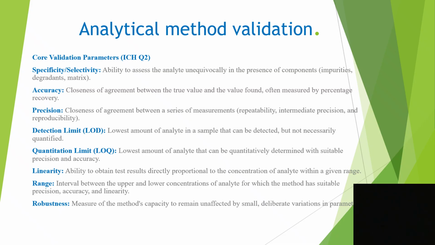The robustness, the next item, is the measure of the method's capacity to remain unaffected by small deliberate variations in the parameters. So this is all about the basic criteria for the analytical method validation.